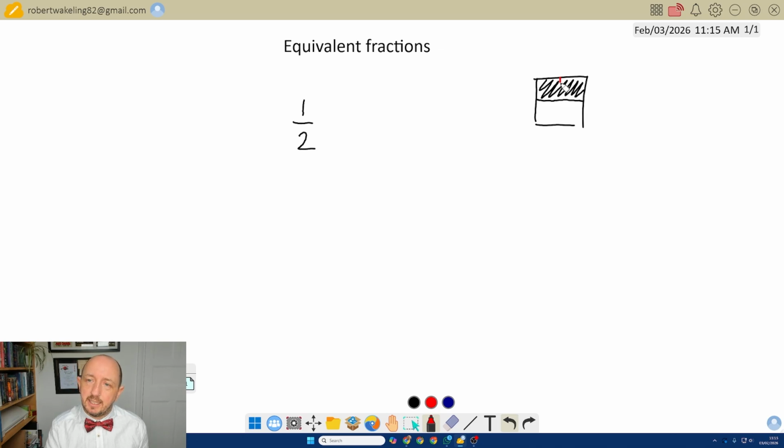If I split it again into now quarters, 1, 2, 3, 4 there, we can see I haven't changed the shading, but I now have 2 out of 4 colored in. This one here and this one here. So these two fractions, 1/2 and 2/4, are said to be equivalent. Okay, they're the same.